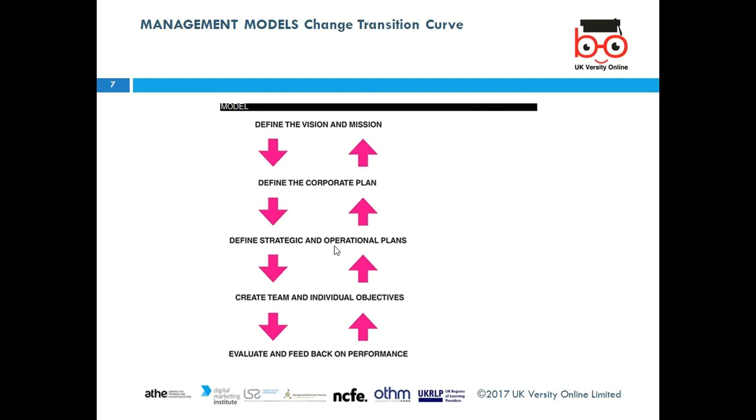So strategic plan, corporate plan, can be an overall plan, and strategic means the long-term plan. Yes, not short-term basis. Normally an operational plan is for a short period of time. A corporate plan is a strategic plan for a long period of time. Okay, team and individual objective.